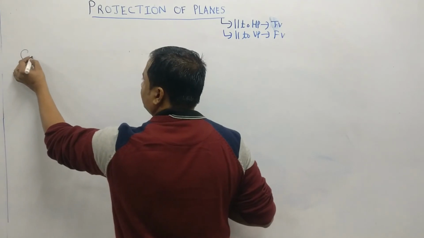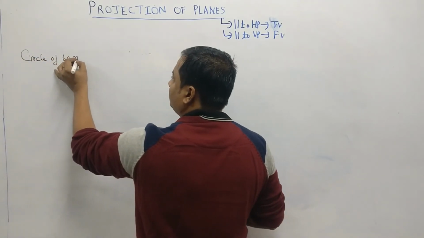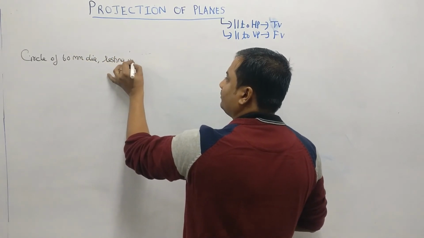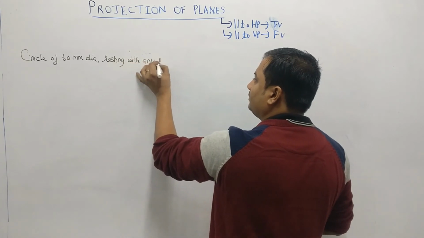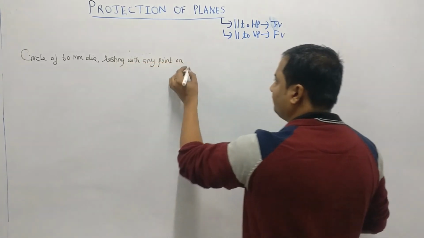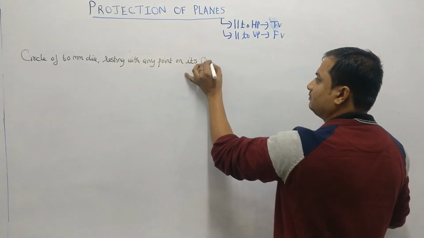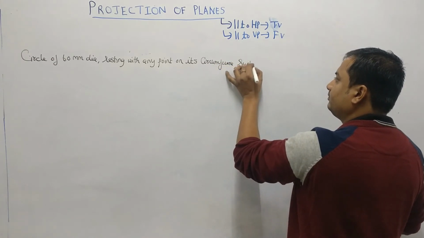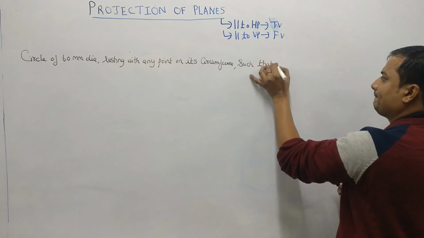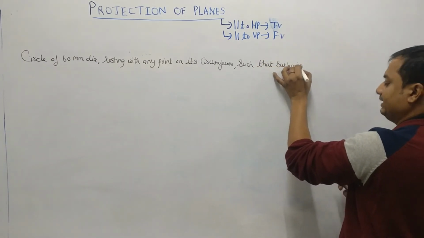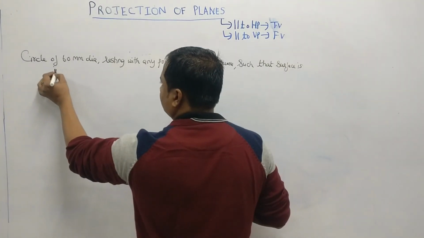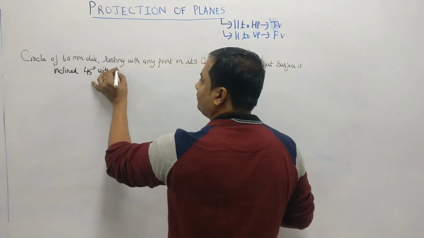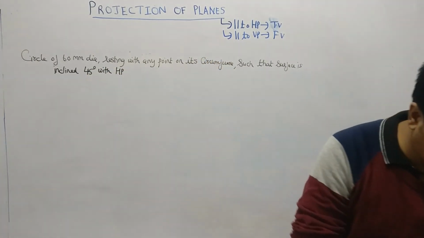A circle of 60 mm diameter, resting with any point on its circumference such that the surface is inclined 45 degrees with the HP. Okay, so we have to draw the projection of a circle.